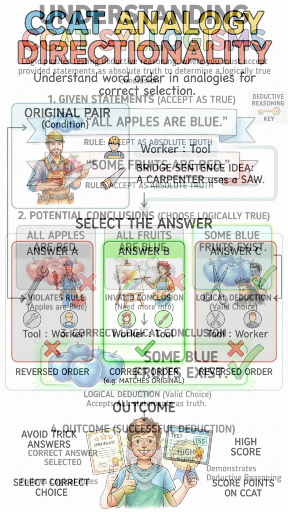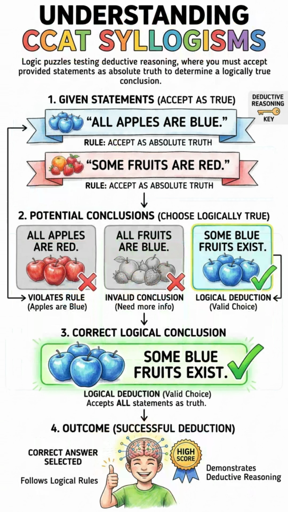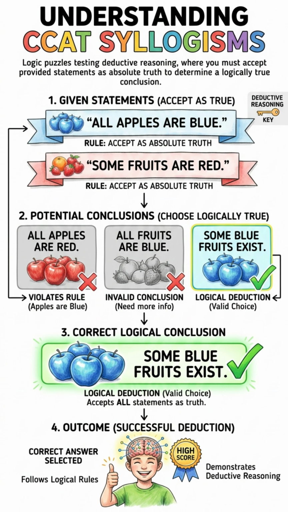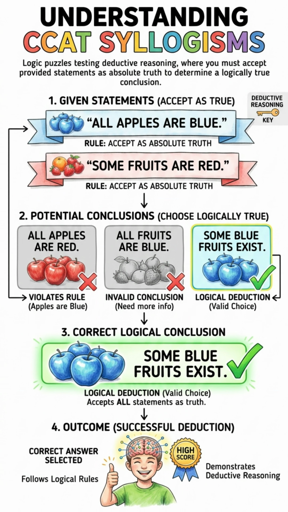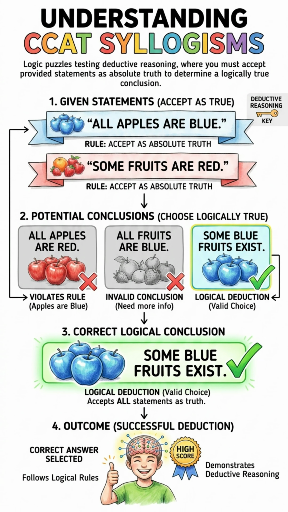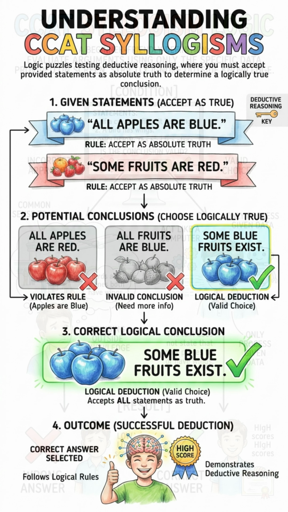You will also encounter syllogisms, which are logic puzzles cleverly disguised as reading comprehension questions. A syllogism gives you 2 or 3 factual statements and asks you to determine what conclusion must logically be true based on those facts. These questions are designed to test your deductive reasoning and your ability to follow strict logical rules. The most important rule for syllogisms is that you must accept the provided statements as absolute truth. Even if the statement says all apples are blue, you must believe it for the sake of the puzzle.